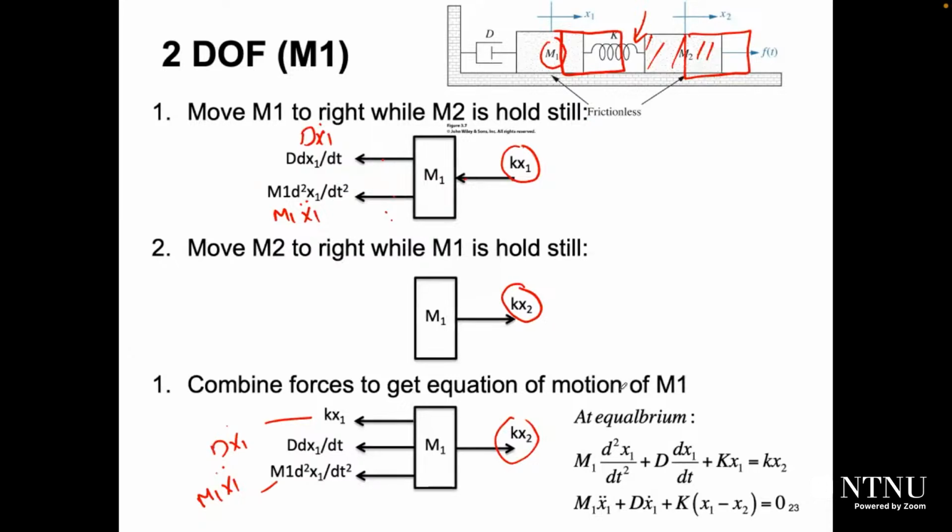So we need to write this equation at equilibrium. The forces acting on the left equal the forces acting to the right. So it will be M1 x1 double dot plus dx1 dot plus kx1 equals kx2. Just to move kx2 from one side to the other, because we have coefficient k, it will be k multiplied by x1 minus x2 equals 0. So this one will be equation number 1.